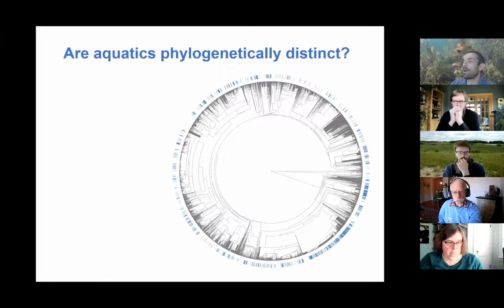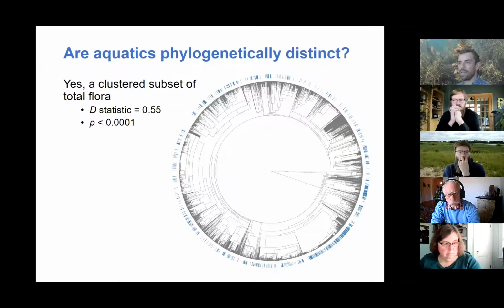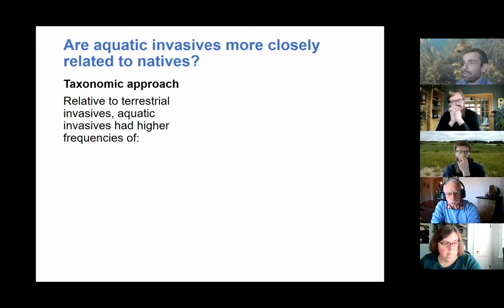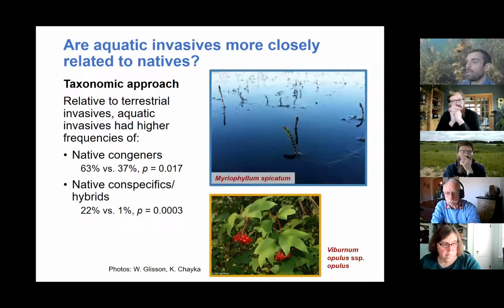So first, are aquatics phylogenetically distinct? So here we have just the aquatics highlighted with these blue lines, and we're basically asking sort of a spatial question. Are aquatic species more closely related to each other, clustered within certain lineages, than you would expect by chance? And the answer is yes, they're a clustered subset of the total flora. Are aquatic invasives more closely related to natives? Using the taxonomic approach, I found that relative to terrestrial invasives, aquatic invasives had higher frequencies of native congeners, close to twice as frequent, and then many more cases of native conspecifics or hybrids.